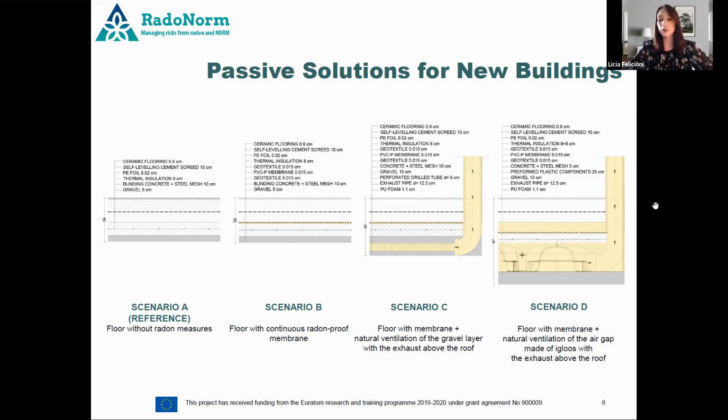And then scenario D always presents the radon-proof membrane, but there is an additional thermal insulation layer that is necessary because at the corners of the buildings are located some inlets that are aimed to bring the outdoor air to that floor layer to start the natural ventilation in this air gap. The air gap is also filled with some preformed plastic components that are called igloos, and also in this case there is an exhaust pipe that runs through all the building up to the roof.